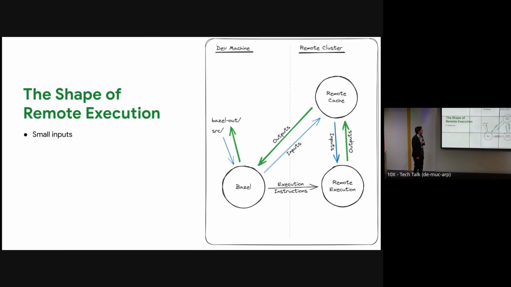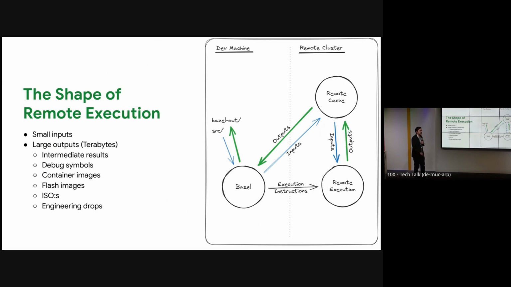The general phenomenon here is that you have small inputs, your source files, which hopefully don't change very much over time. You've already uploaded most of them. You just need to upload the changes to them. But you have large outputs. And this output can become terabytes of data. It consists of a lot of different things: the intermediate results, debug symbols that were built on the way, any container image, flash image, basically anything that a developer at some point thought could be useful to build.